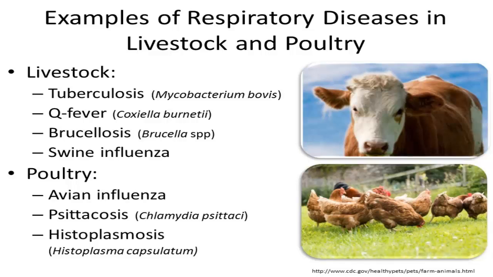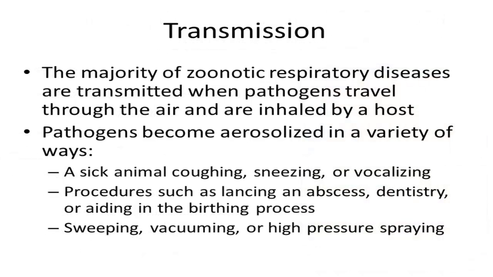Although specific distances for all diseases are not known, it is generally accepted that some pathogens require close proximity for transmission, while other pathogens, such as tuberculosis and Q fever, can be transmitted over long distances. The majority of zoonotic animal diseases that cause respiratory disease in humans are transmitted when aerosolized pathogens travel through the air and are inhaled by a person. As stated previously, this form of disease transmission is called airborne transmission.